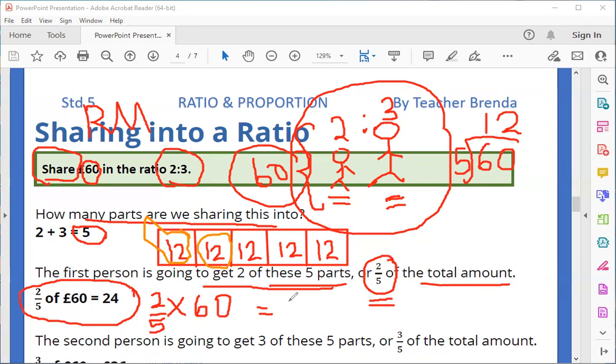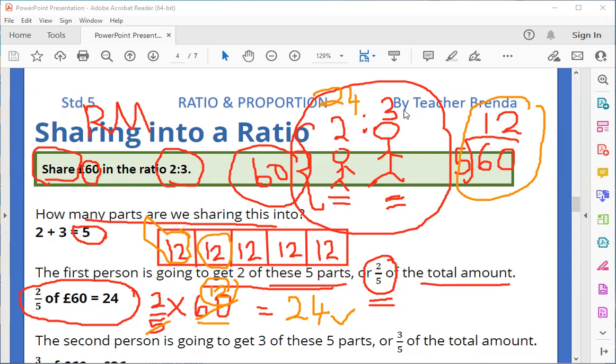It's going to work out to $24. And how do I get it mathematically? Again, 60 divided by 5. You can cross this out and you'll get 12. Can you see? You are doing the same thing over here. And then 12 times 2, you're going to get 24. So this part, little brother is going to get 24.